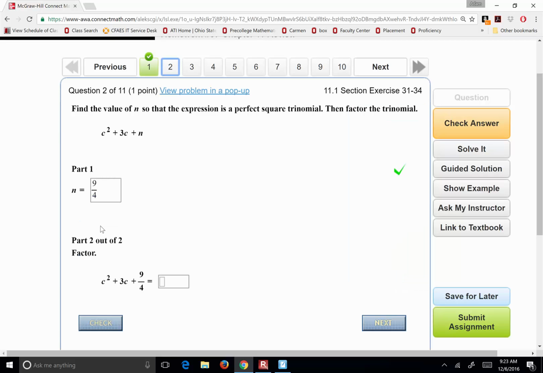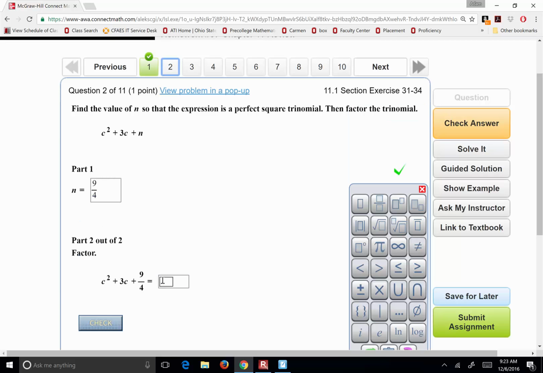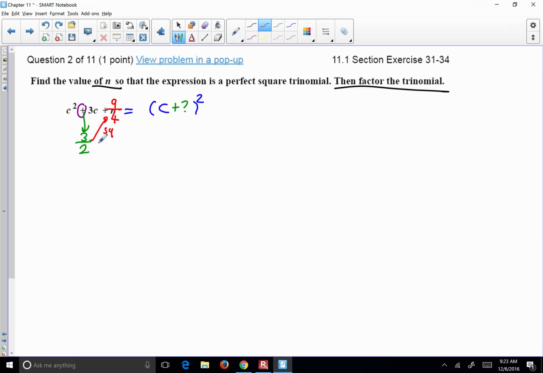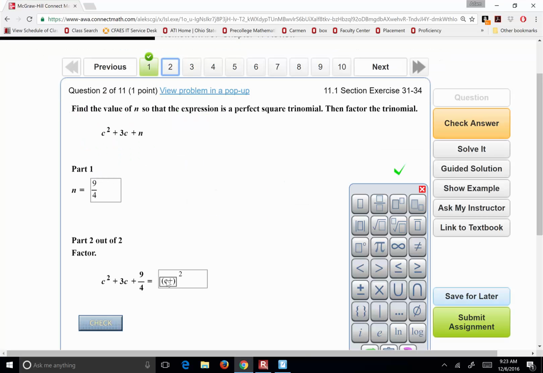Okay, then how do you turn this into a square now? That's the whole idea. That's why we are getting that. I know the first part is c, the second sign is plus because it's positive 3c. But how do I find this green number? It's already found. Positive 3 halves here. That's it. This half amount is used up here.